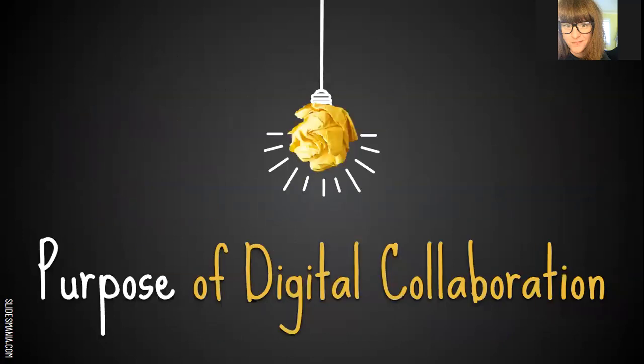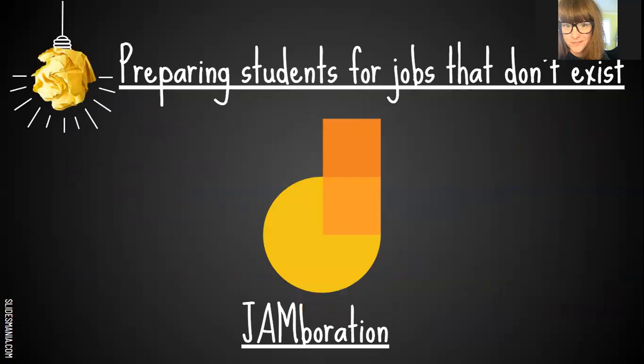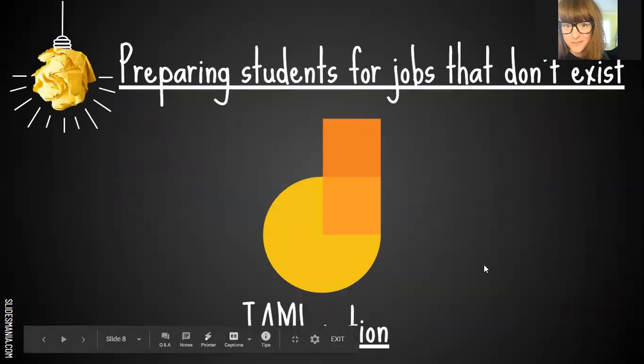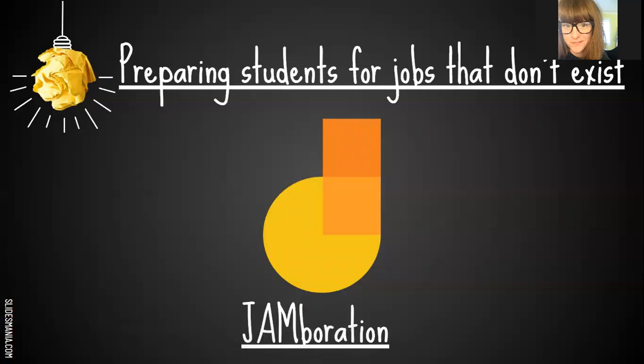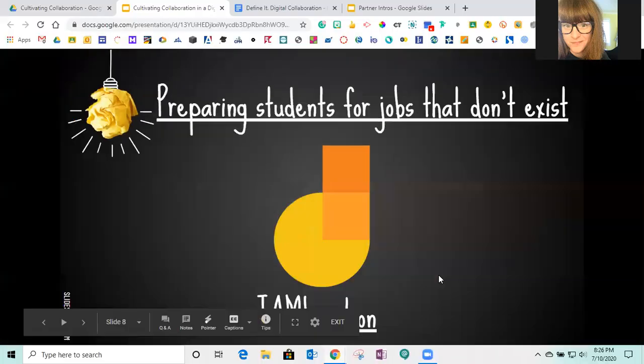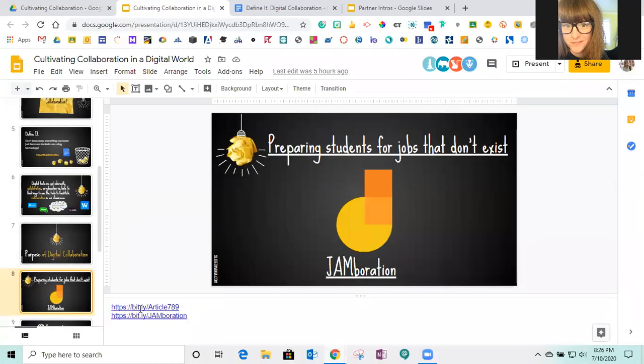Yeah, I love Flipgrid. It is one of my favorites. So the next thing we're going to do is focus on the purpose of digital collaboration. And of course, I'm not just going to sit here and tell you what that is because I don't find that collaborative and engaging. So instead, we're going to open up, I came up with this term, it's probably been used a million times, a jamboration. And we're going to look at preparing students for jobs that don't exist. So again, I'll share this link with you, but I'm going to ask that you don't go ahead.